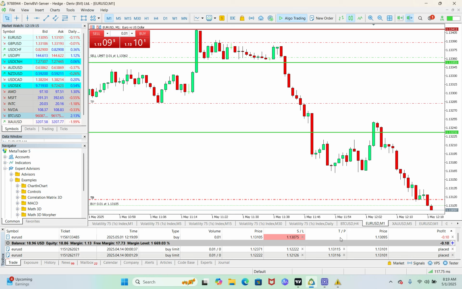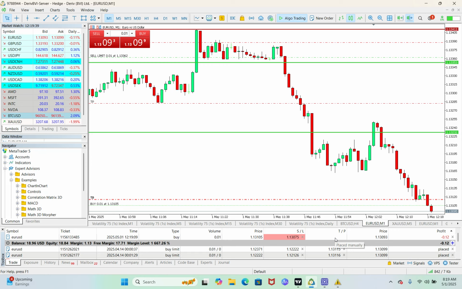Okay, so this trade is on. First trade was a winner. Right, so our account balance is up $18.96. Started with $17 something, and now we're up $18.96. So first trade was a success. Let's see how this trade is gonna happen. So let's go back. Where is it?